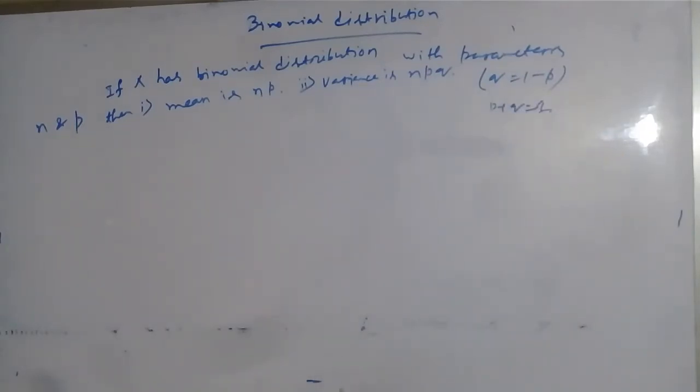So in binomial distribution there are only two outcomes. Either it will be success or it will be failure. And p is the probability of success and q is the probability of failure. So p plus q is equal to 1.